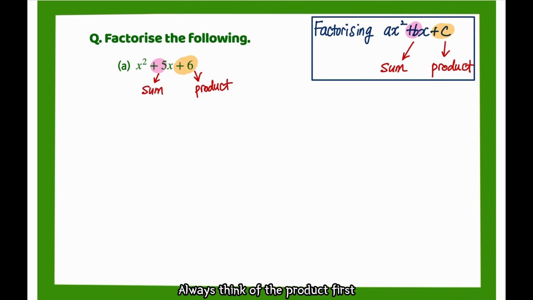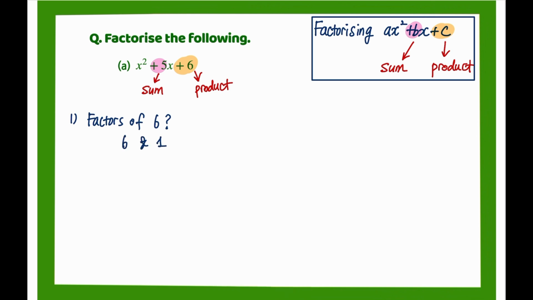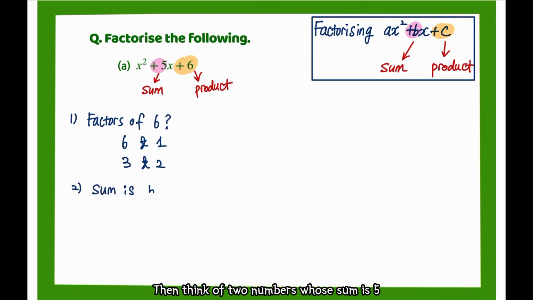Always think of the product first. Try to check what are the factors of 6. The factors of 6 are 6 and 1, and 3 and 2. Then think of two numbers whose sum is 5. Now we know that we need to pick 3 and 2.